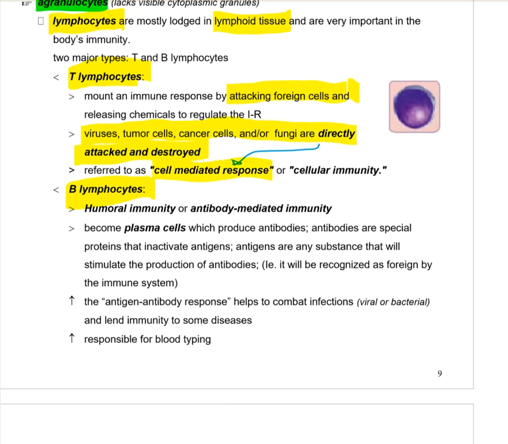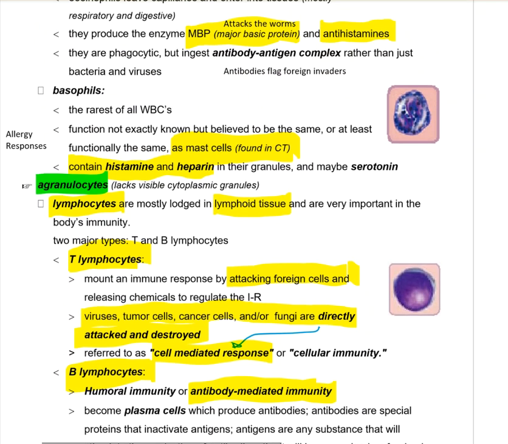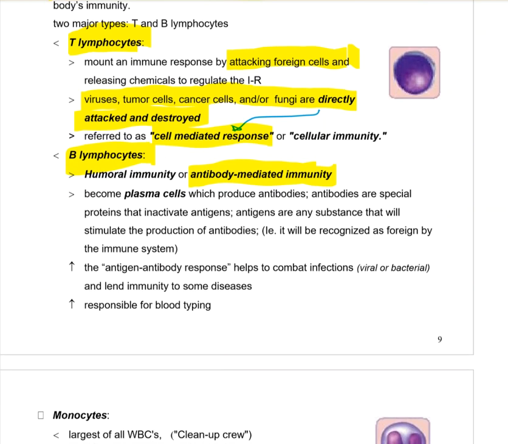Now, B lymphocytes are involved in antibody-mediated immunity. And remember up here we said antibodies flag foreign invaders. Okay? So what B lymphocytes do is they will become plasma cells, and plasma cells produce antibodies. And as we said before, antibodies are special proteins that inactivate antigens. They stick to an antigen.